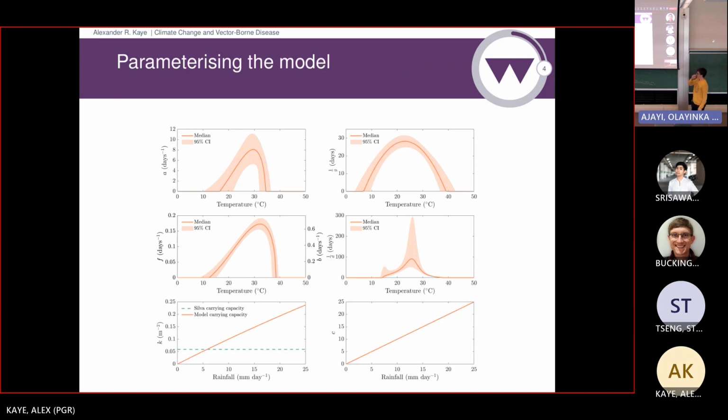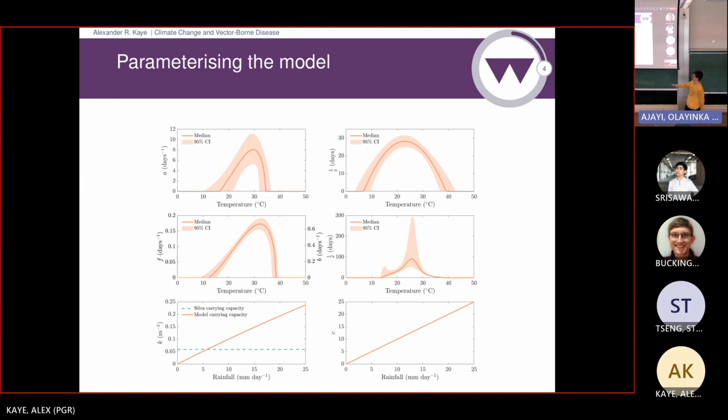Okay, so in parameterizing the model, there's some lab data sets where they essentially control the temperature and then they examine the different mosquito responses. So for example, A is the birth rate on the top left. I haven't shown the data, but there are these discrete data points at different temperatures and then the value of the birth rate. And I've done MCMC to fit what's called a Briere curve to that.